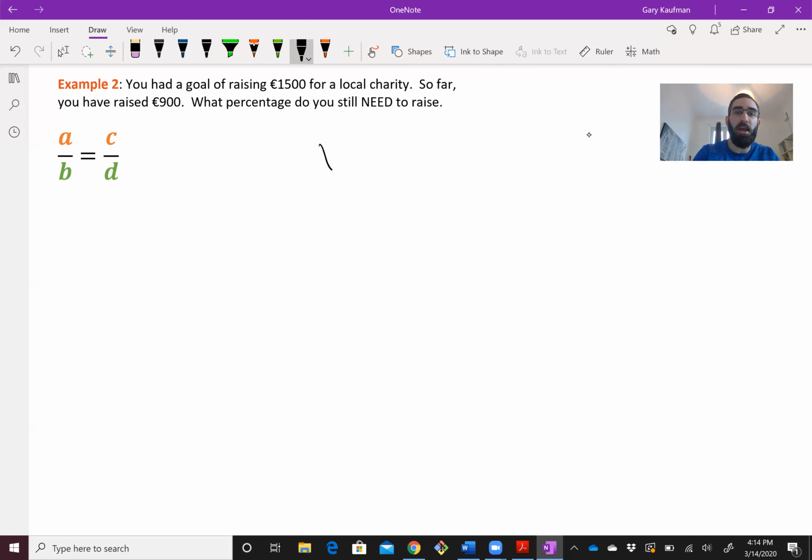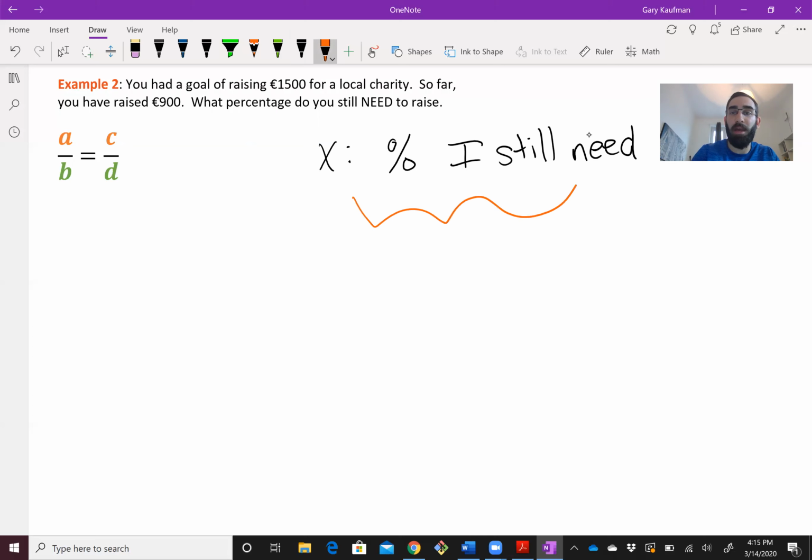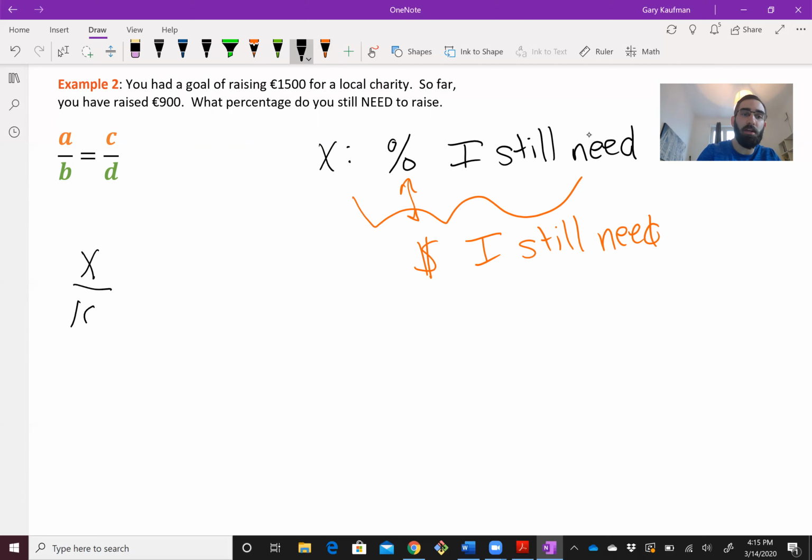So we're going to say X represents percentage I still need. I hope you're already thinking to yourself that this must match the money I still need. See how the words match? It's just the percentage to the value. So let's go setting up. All of a sudden, I'm missing the percentage. I know that it's out of 100%.